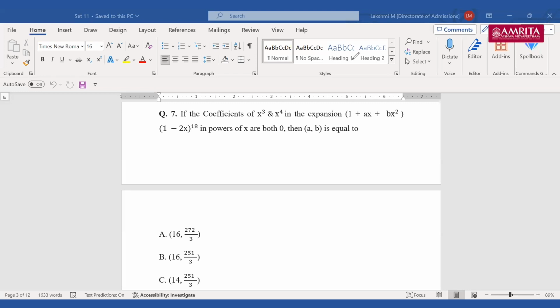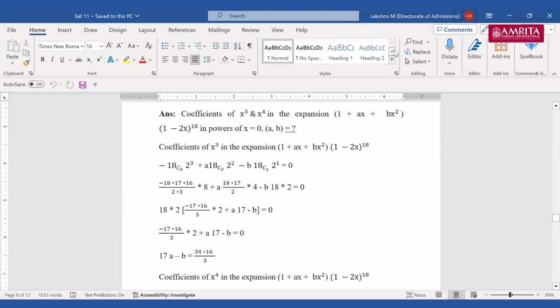Okay, I think most of you have given me an answer as option A. Let's see whether option A is the correct answer or not. There are options B and C also from the student side. Okay, let's check. Some of you have given option B. Okay, let's check. So this is a very simple question.